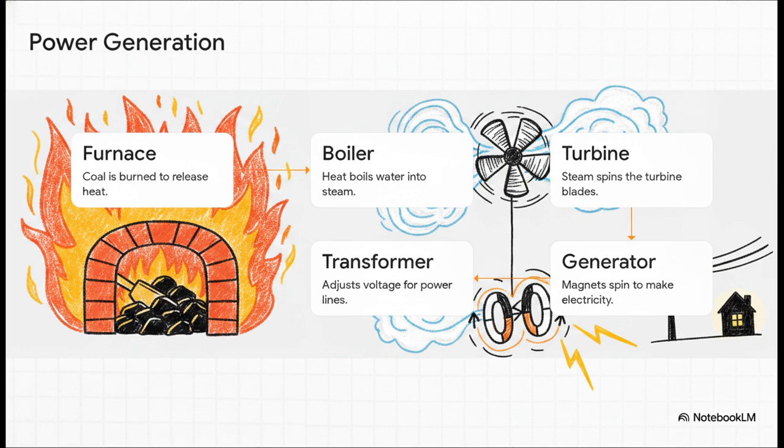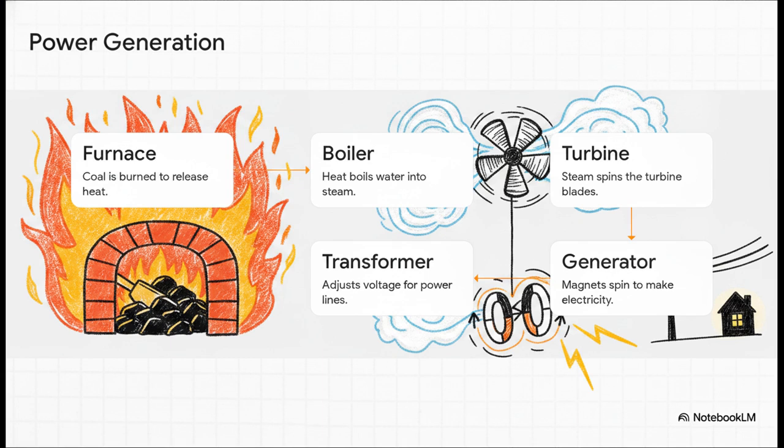Step 1. Coal is transported into a fiery furnace where it's burned. Step 2. The intense heat from this fire boils water, transforming it into high-pressure steam. Step 3. This powerful steam rushes forward, spinning the massive, heavy blades of a turbine.